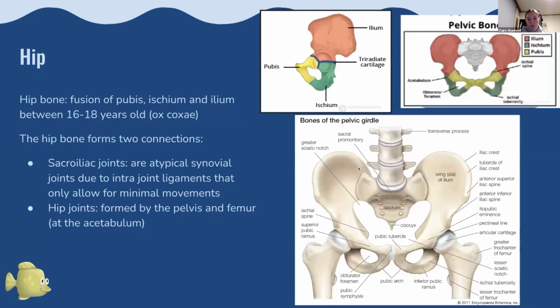And so the hip forms two joints. This is the sacroiliac joint here, and this is the hip joint, which is formed between the femur and the acetabulum.